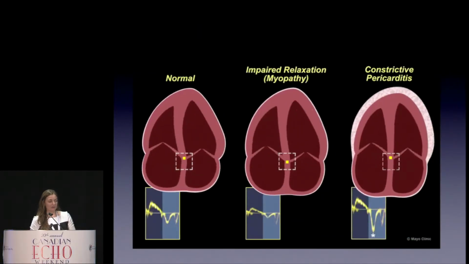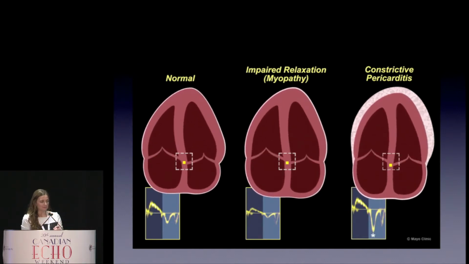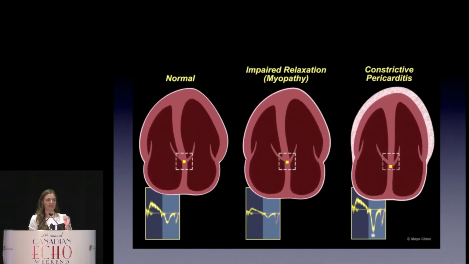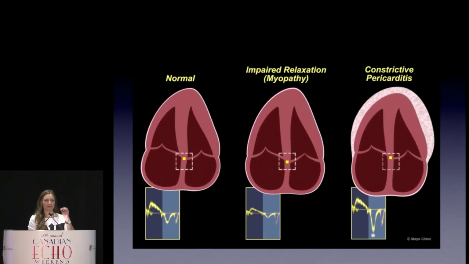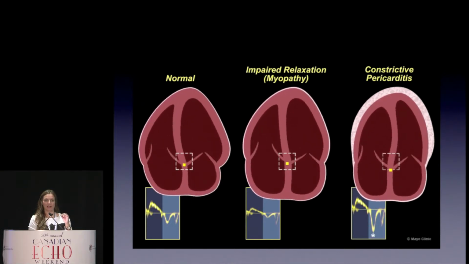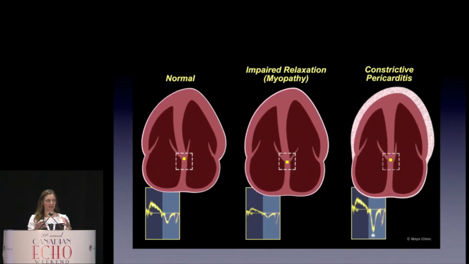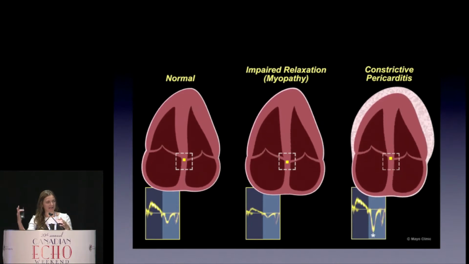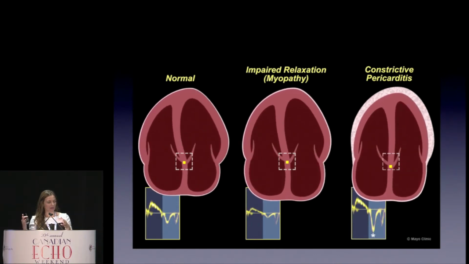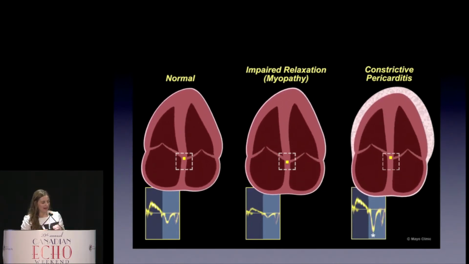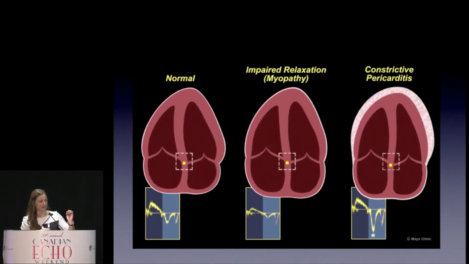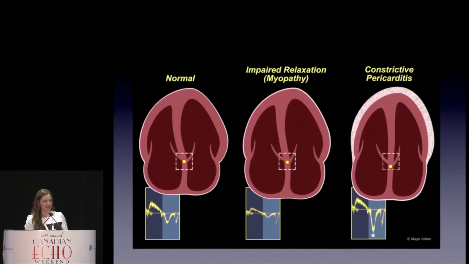This video also illustrates, on the far side, constrictive pericarditis. We get exaggerated septal myocardial motion, because the heart is trying to accommodate filling, but we have tethering of the lateral wall. One of the mimickers can be a myopathic process, in which E prime is reduced, and you can see on the far side normal.